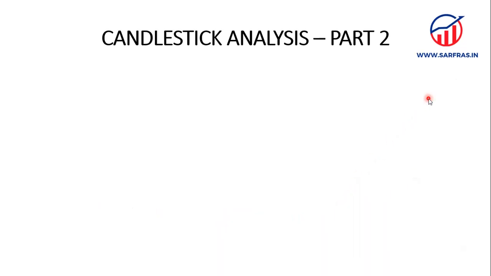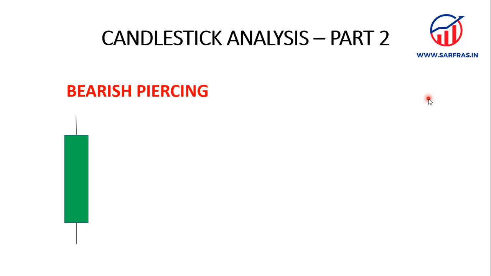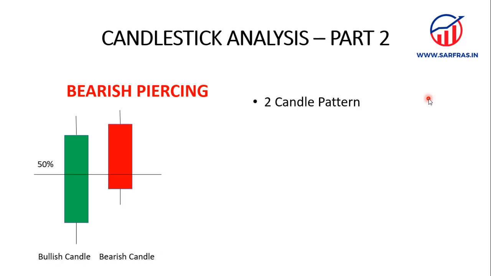The first three we covered were the bull candles, two-candlestick patterns that show a bull run. Now we're going to see two-candle patterns that show a bear run. The first is the bearish piercing. Just like you had a bullish piercing, you have a bearish piercing.